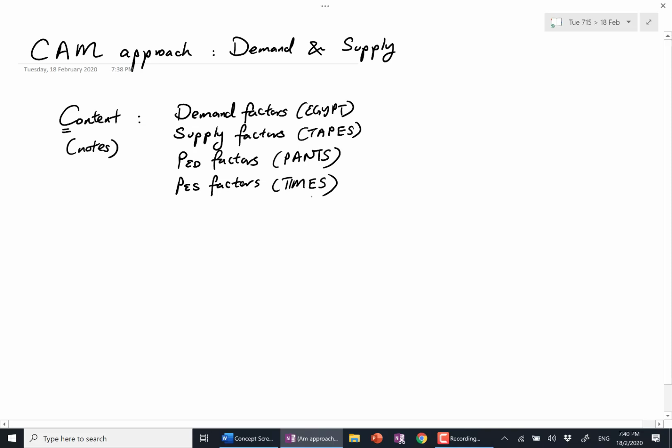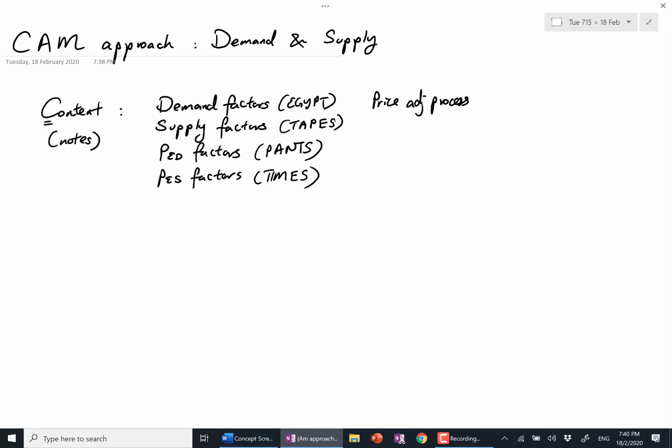Whichever school you come from, you'll learn all these factors. They will give you different acronyms, that's it. You will also have to learn the price adjustment process. I'm actually mirroring what I have covered with you also. And you have to learn what happens when both demand and supply shift. Combined shift analysis.